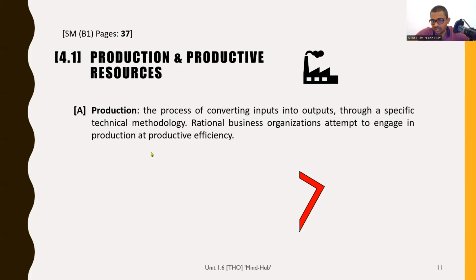Then it says rational business organizations. In your study material, these are given. A rational business organization attempts to engage in production at productive efficiency. We will learn this concept called productive efficiency in the next area in Unit 1 when we learn the production possibilities frontier, a very interesting area. A simple understanding of productive efficiency is trying to make the maximum output by using the minimum amount of inputs. Trying to produce an output at the lowest cost is called productive efficiency. So we believe a rational or logical, profit-motivated business organization would always try to be at productive efficiency when they engage in production.